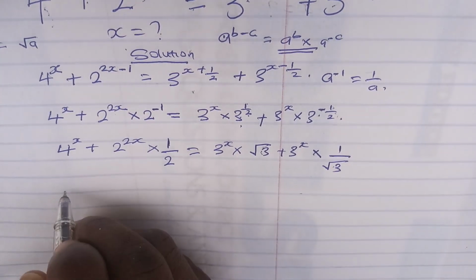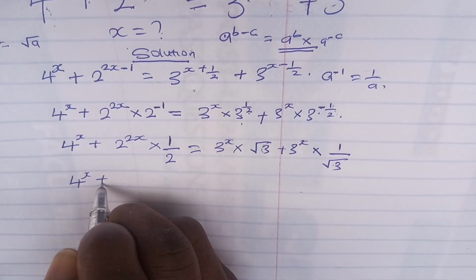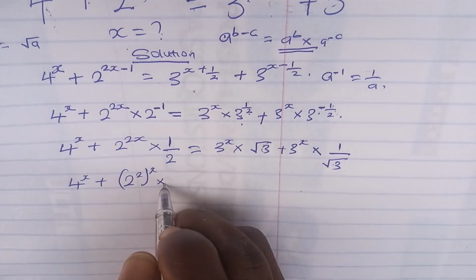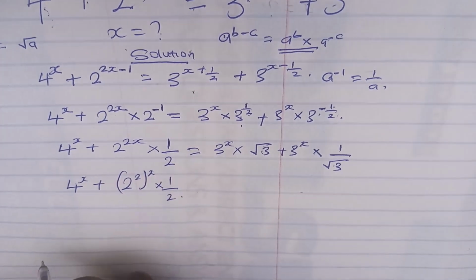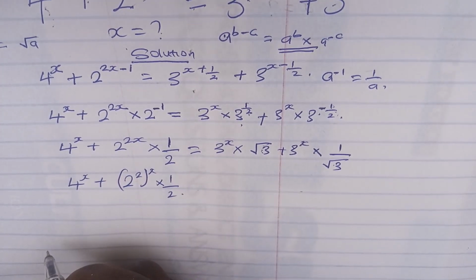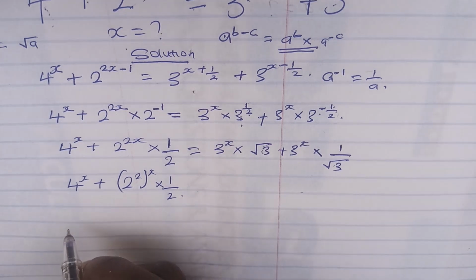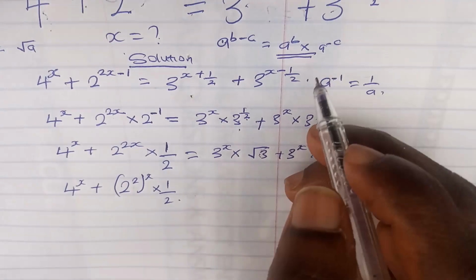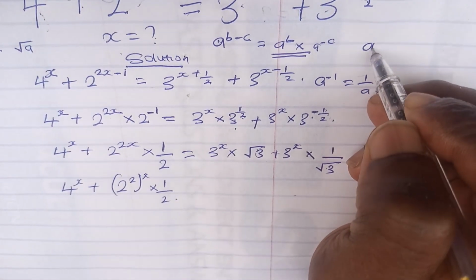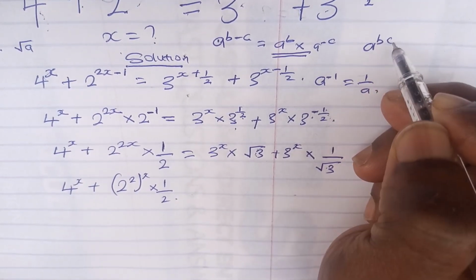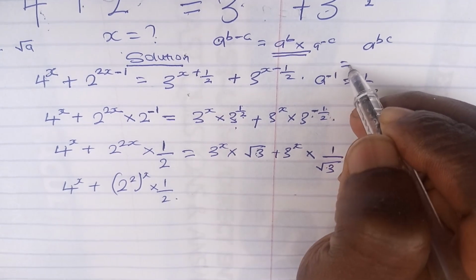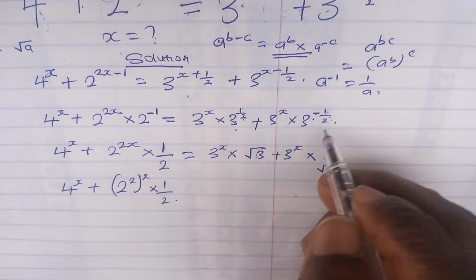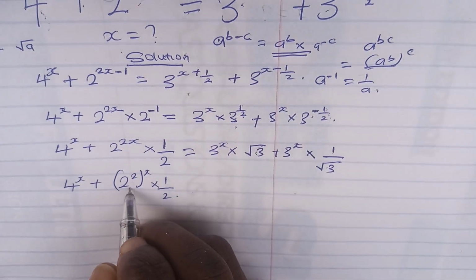We can write this to be 4 to the power of x plus 2 to the power of 2, all to the power of x times 1 over 2. From the principle of indices, which says if we are having a to the power of bc, it is also equal to a to the power of b, all to the power of c. So this principle is what we applied here.